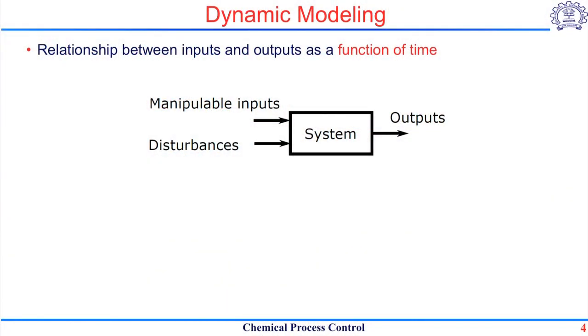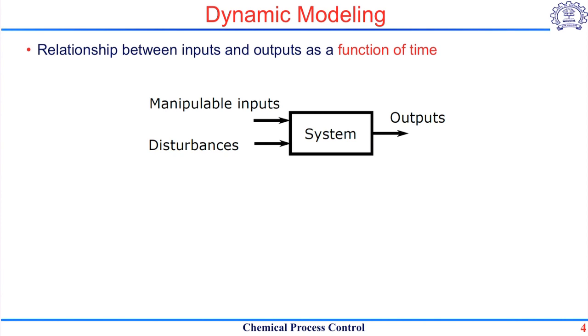In terms of process control, what you can see is that there are two types of inputs. We have seen that in the last lecture. Any input can be a manipulated input which affects the output, or it can be a disturbance input, and those inputs would have an effect on the output. Now how this effect as a function of time will be captured by a dynamic model.